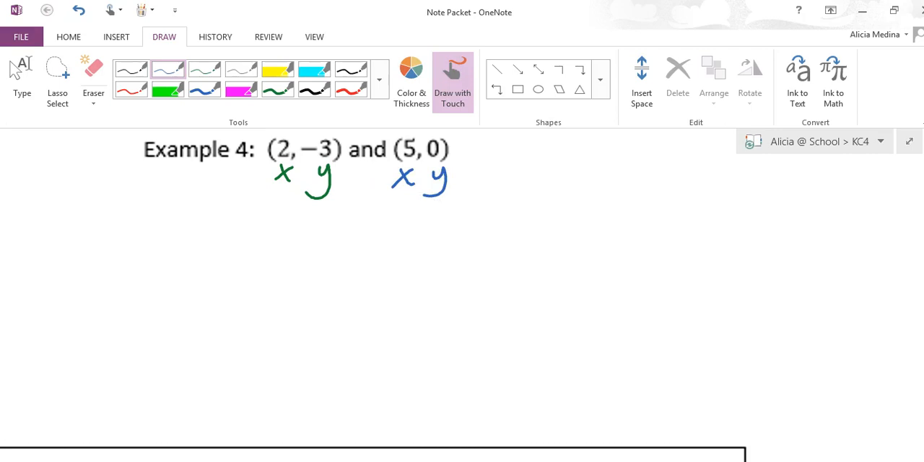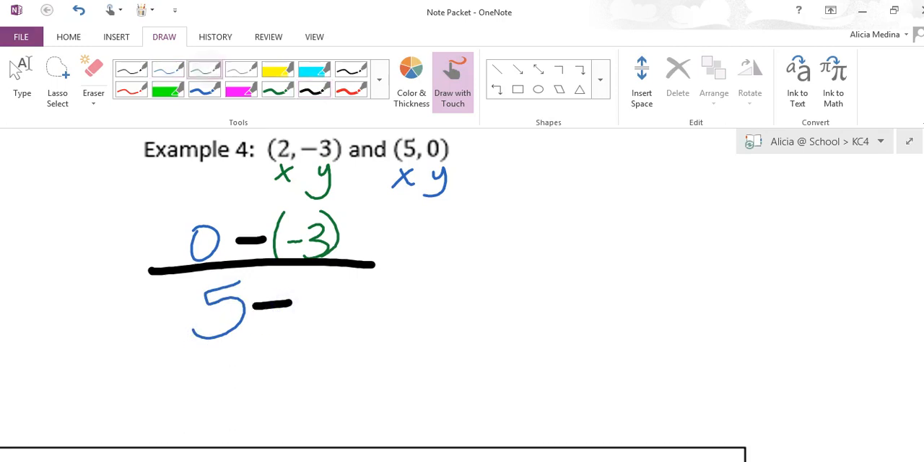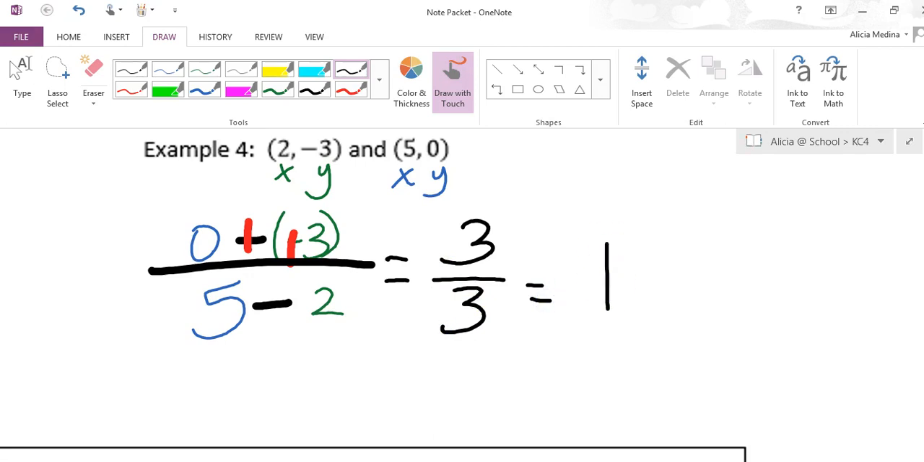Alright, example number 4. 0 minus that y value of a negative 3, all over 5 minus 2. So 0 minus a negative 3 changes to plus a positive. That's going to give me a positive 3 in the numerator. 5 minus 2 is a positive 3. And 3 over 3 is 1. Alright, so that's all just practicing when you're given 2 points.